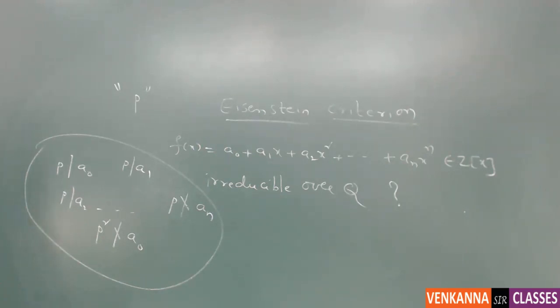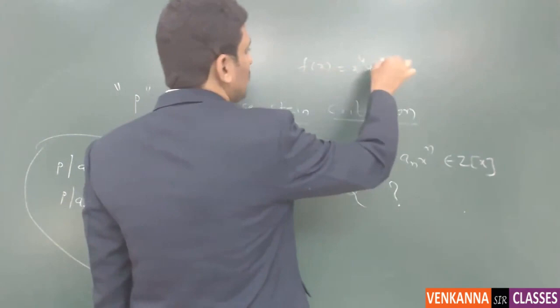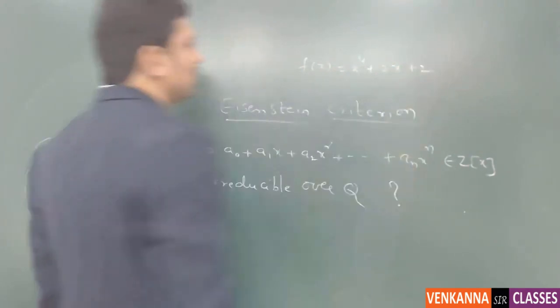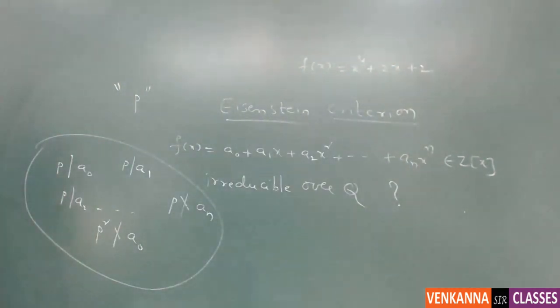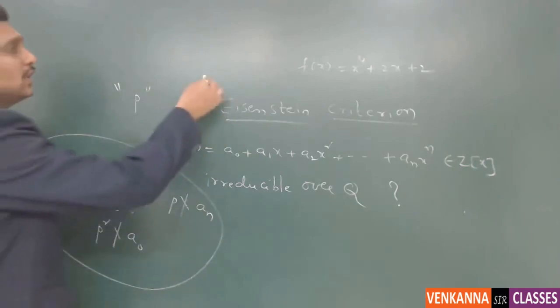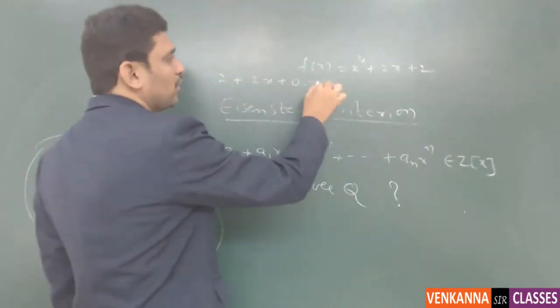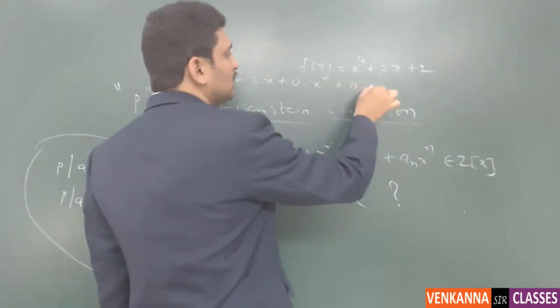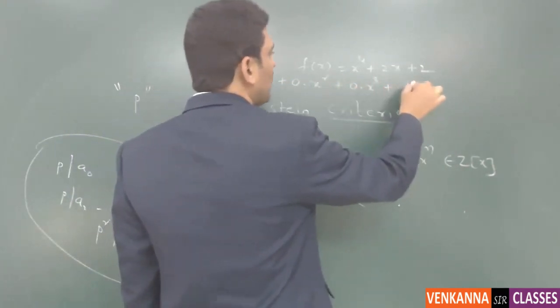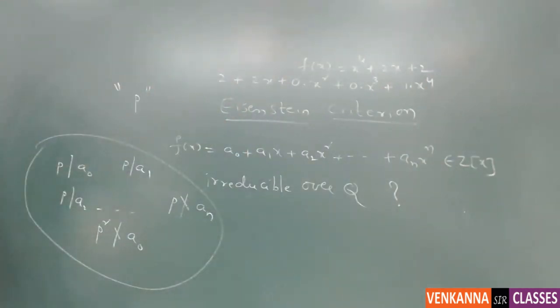Now, if you take a sample example, say I have taken the polynomial f of x is equal to x power 4 plus 2x plus 2. If you write it in the specific notation of a polynomial, we should write it as 2 plus 2x plus 0 into x square plus 0 into x cube plus 1 into x power 4. This is the standard notation of the polynomial f of x. Accepted?